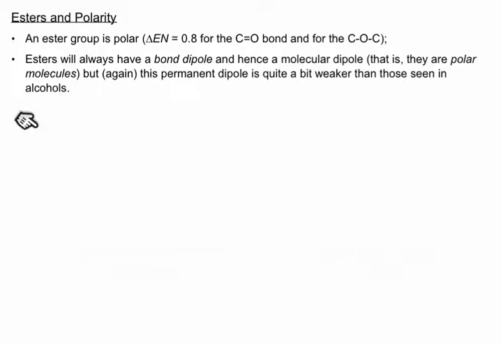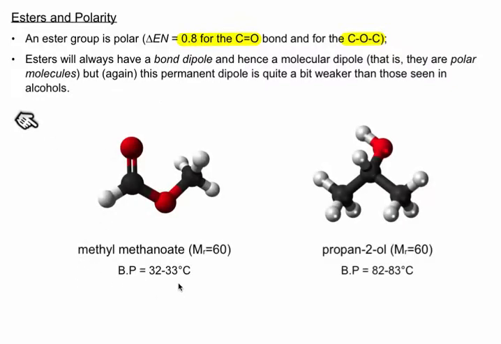So esters have a polar functional group. The delta EN is about 0.8 for a C double bond O, and there's the same delta EN for the C-O-C component in the functional group. So it will have a bond dipole and a molecular dipole, but this dipole is not as strong as you would see with alcohols. So, with similar molecular mass, an ester like methyl methanoate has a boiling point of only about 32 compared to 82 for 1-propanol.